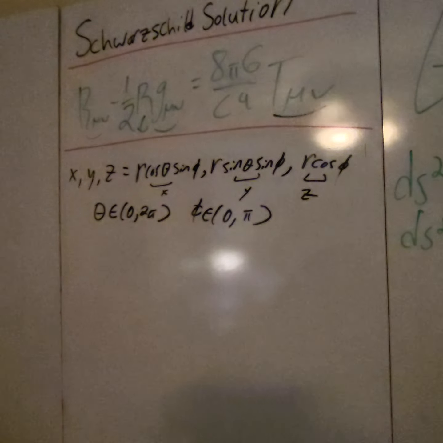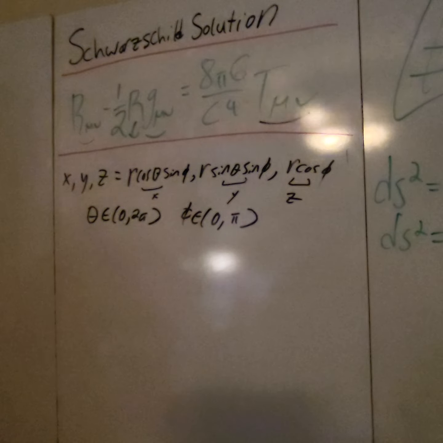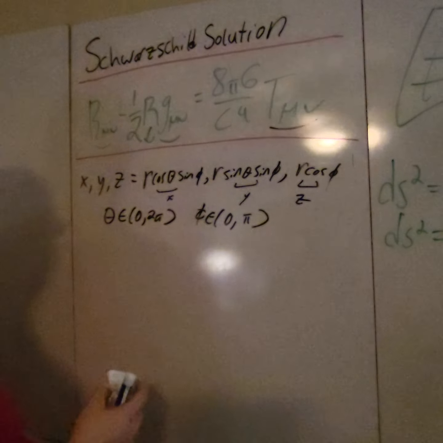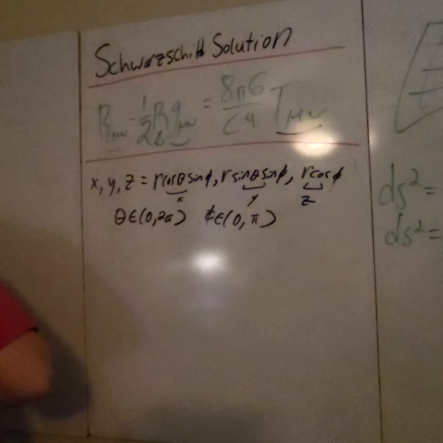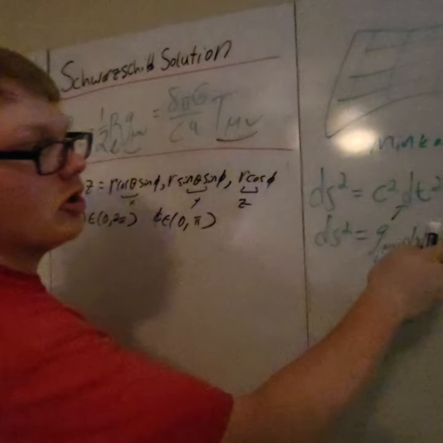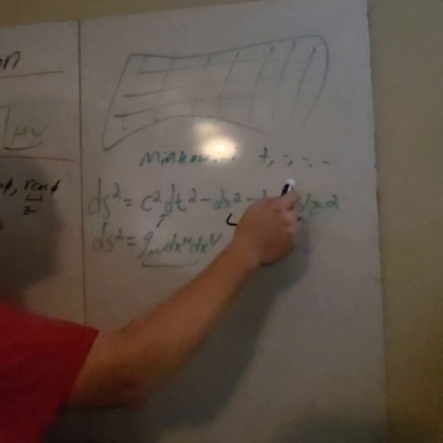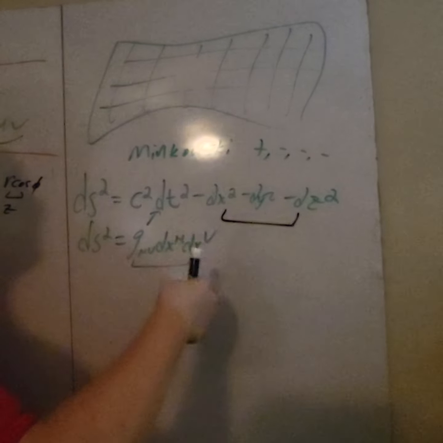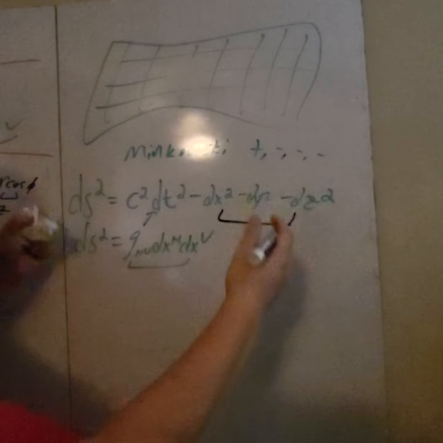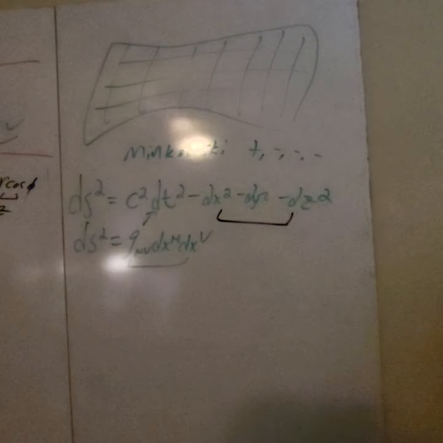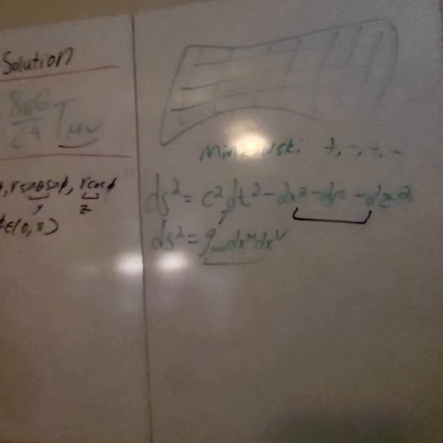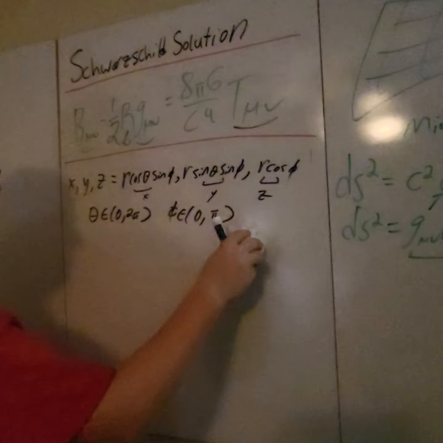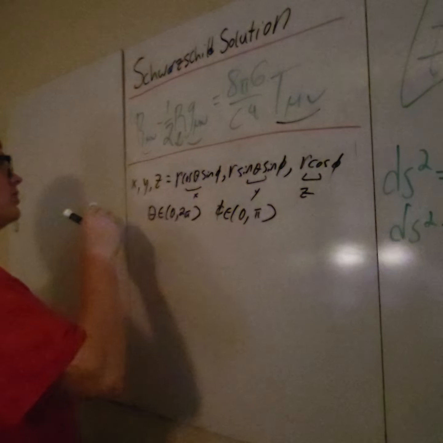Where'd my eraser go? My paper towel eraser. We're going to write this line element here, dx squared plus dy squared plus dz squared, in a flat space-time setting, I guess. It's not really applicable here. We're going to generalize that line element to spherical coordinates.